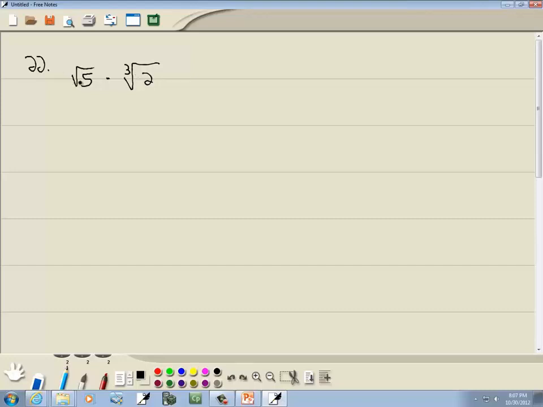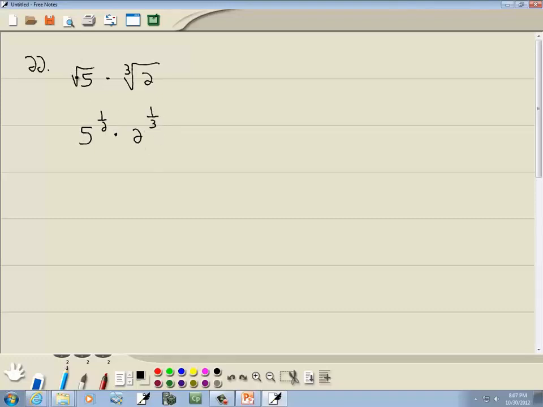We can't multiply these radicals together. The indexes are different. Whenever the indexes are different, you can't multiply them together. Well, let's write these in rational exponent form, fractional power. This becomes 5 to the 1/2 times 2 to the 1/3.